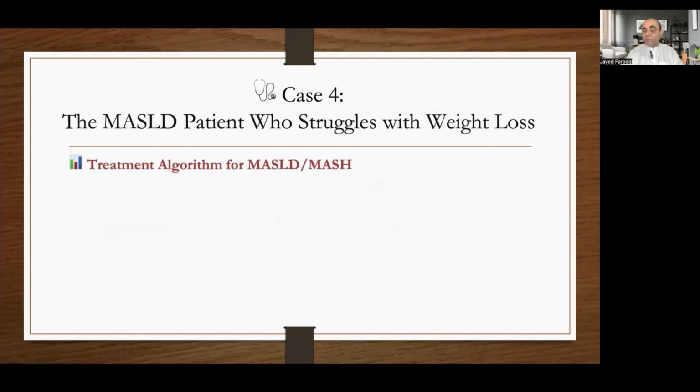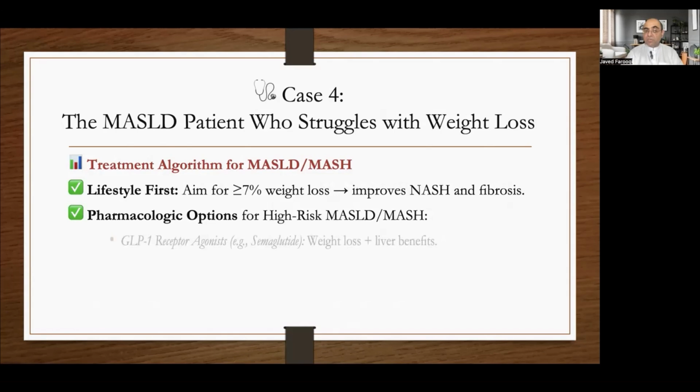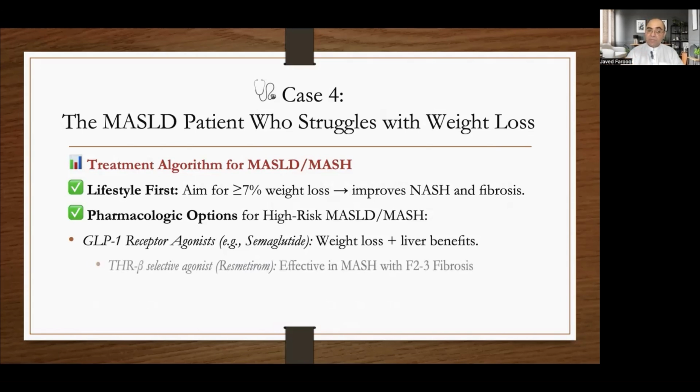Treatment algorithm for MASLD and MASH. Lifestyle first. Aim for more than 7% weight loss, which improves MASH and fibrosis. Pharmacological options for high-risk MASLD or MASH are GLP-1 receptor agonists, that is semaglutide. It leads to weight loss plus liver benefits.